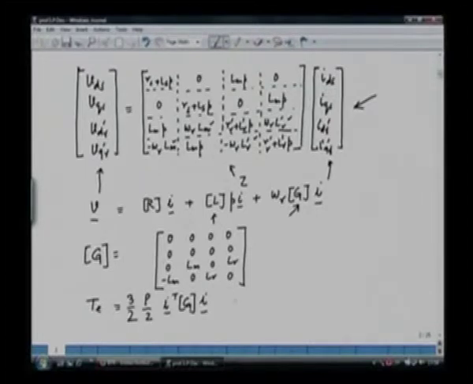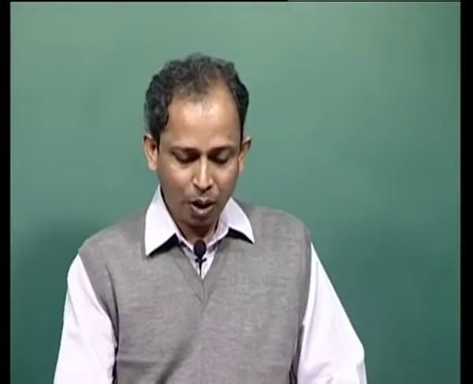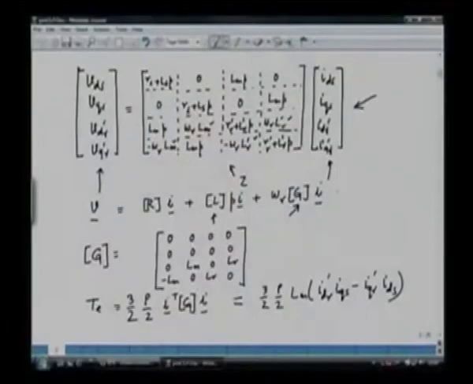Let me just write down the final expression. The torque is given in the following form: 3 by 2 into P by 2 into Lm into IDR prime IQS minus IQR prime IDS. So it means if we know the various currents, we can evaluate the torque of the machine. So how do you simulate this equation? Now this equation can be simulated in the following fashion. Now we can evaluate what is this LP.